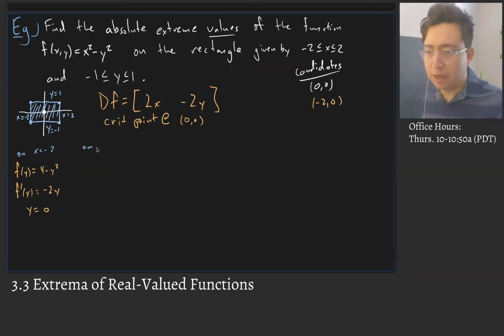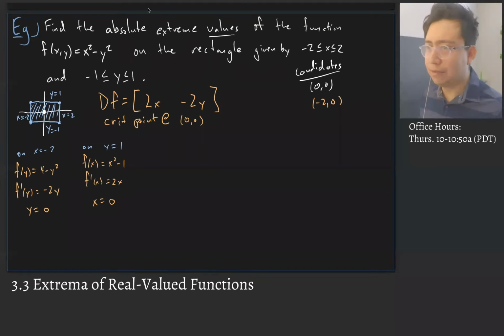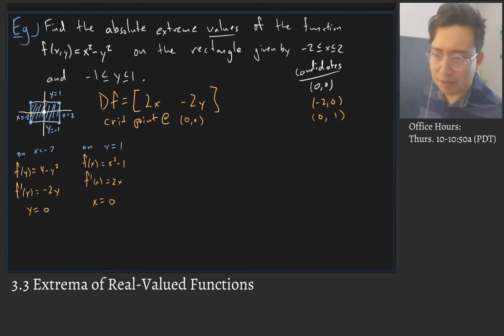Now we do y equals 1. Then we get f of x is equal to x squared minus 1. So then f prime of x is 2x. So again, we get x equals 0. Okay. So now we have x equals 0, y equals 1. So over here we add 0, comma 1 to our candidate list. So let's see these. I should be adding these to my picture over here. So -2, comma 0 is right here. 0, comma 1 is right here.